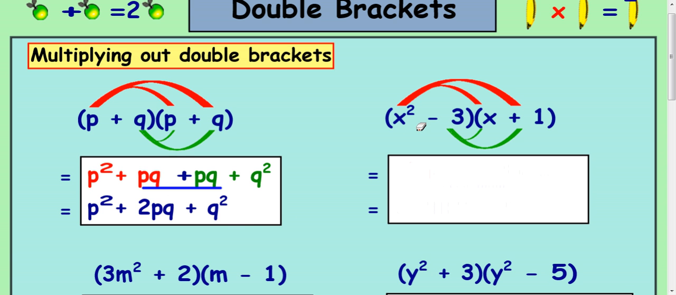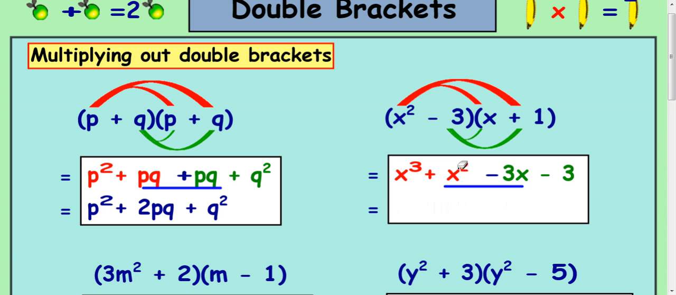Okay, moving on to the next one. So instead of having an x at the start, we've got an x squared, so we're doing x squared times x. So that's like x times x times x, which is actually x cubed. Then we're doing x squared times 1, which is x squared. We're now moving on to the negative 3, so negative 3 times x is take away 3x, and then negative 3 times 1 is negative 3. The signs are different, so we get a negative answer.